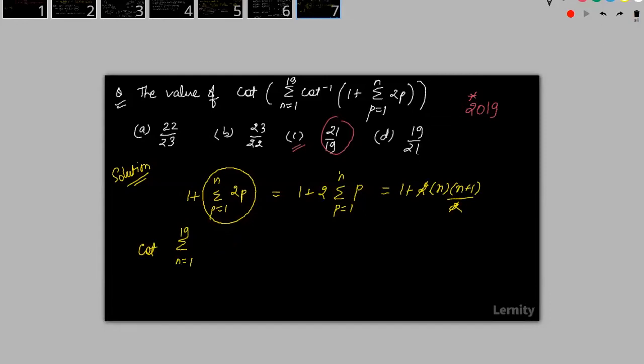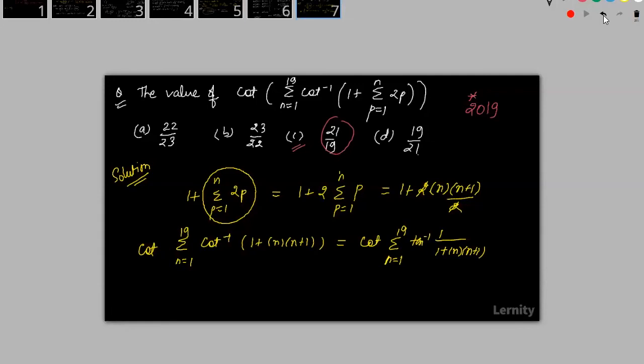Right? So this will become cot inverse of 1 plus N into N plus 1, right? And this is cot inverse. So this I can also write as cot of sigma of N equals 1 to 19 of tan inverse of 1 by 1 plus N into N plus 1, right? And we just saw what this will become.